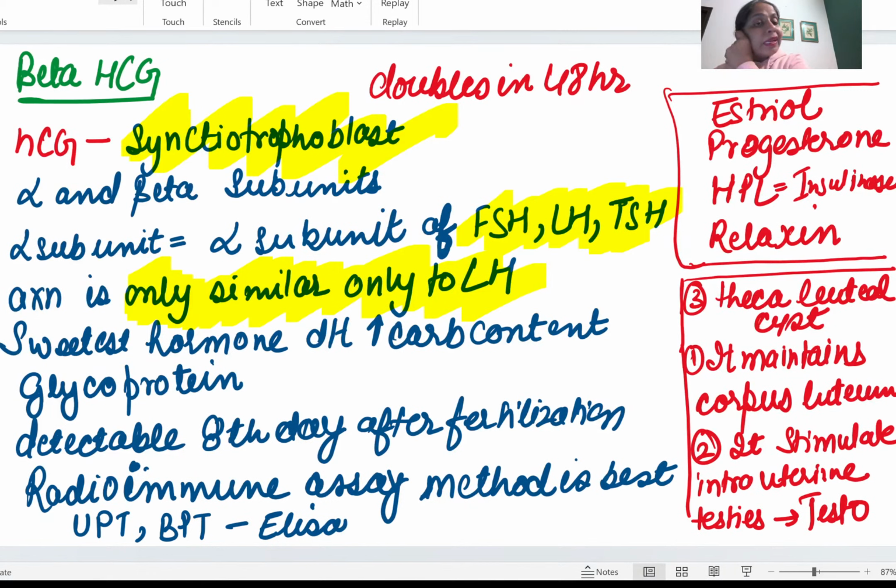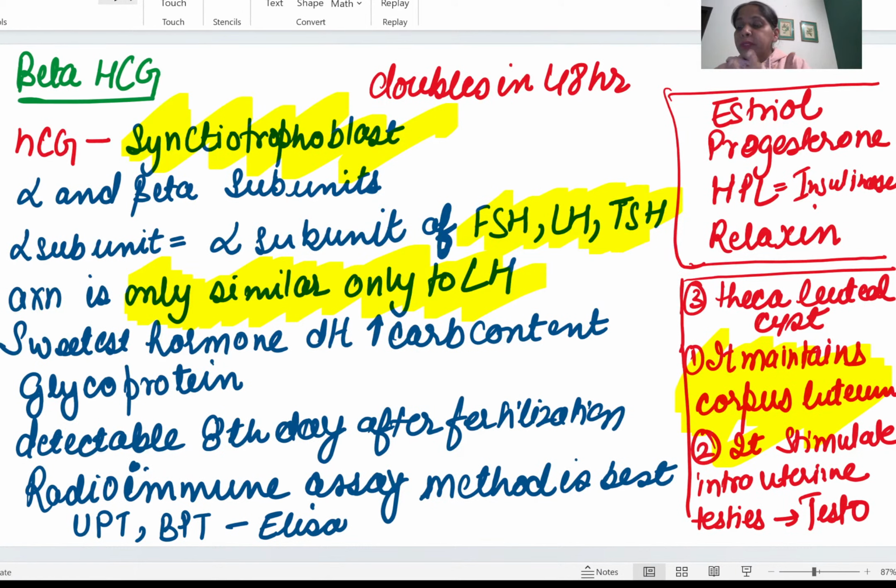The luteotropic effect is noted in three different conditions. First, it maintains the corpus luteum. Usually the corpus luteum life is only 10 days, but if the lady conceives, then the corpus luteum life is not 10 days, it is 10 weeks. Days become weeks. Its life is 10 weeks.